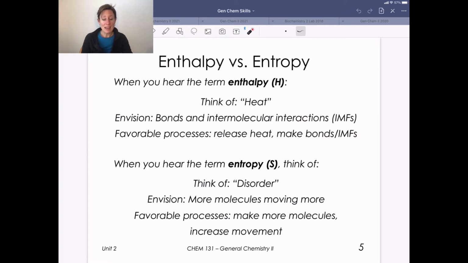That's favorable enthalpy. Entropy has the letter S. When you think about entropy, I want you to think about disorder and the phrase "more molecules moving more." So things that are favorable from an entropy standpoint have molecules moving around more, or we have more molecules that we've made in a process. So we're going to use both enthalpy and entropy from an energy standpoint to explain why some solutions form.